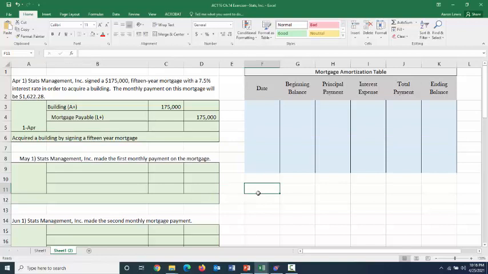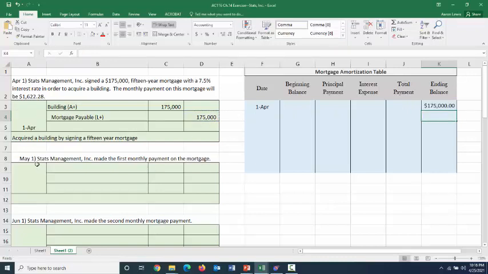In the next journal entry, we are asked to make our first monthly payment on the mortgage. Well, to figure out how much we're going to have to pay, we have to figure out how much of that $1,622.28 is going to go towards principal and how much is going to go towards interest. And the easiest way to do that is to prepare, as I have over here, a mortgage amortization table. So, on April 1st, we begin at the time of signing this mortgage with a balance of $175,000.